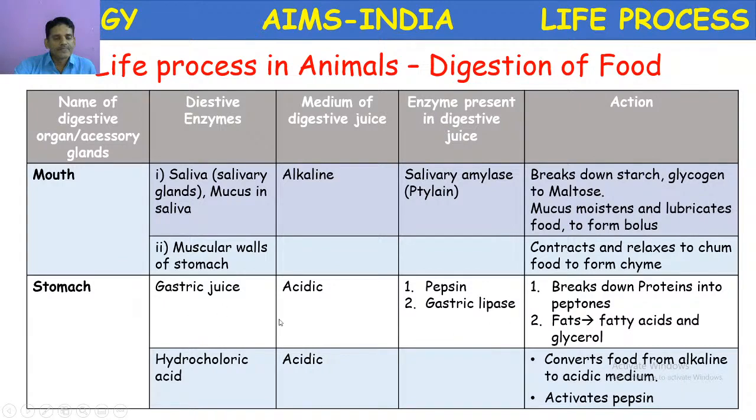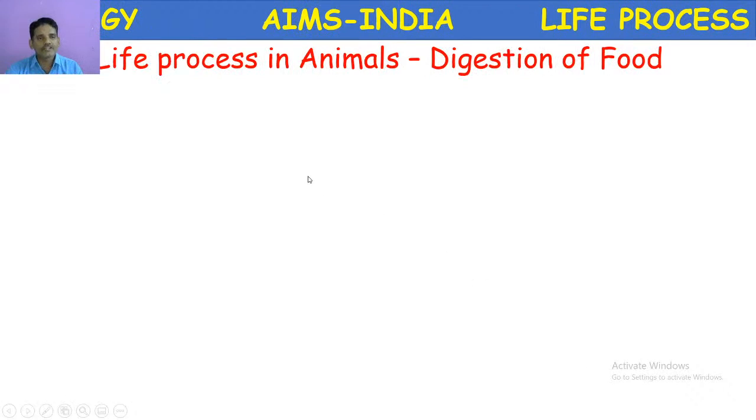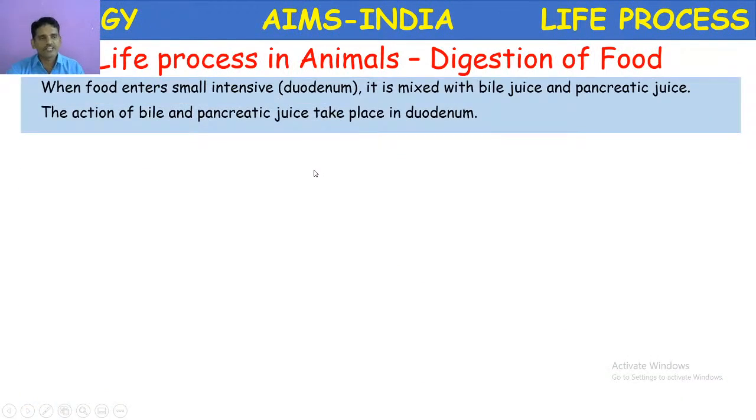So actually, the action of these gastric juice enzymes takes place in the next part, the duodenum. So in the stomach and mouth, partial digestion takes place. The partly digested food in the stomach is called chyme because it is acidic. The chyme enters the next part of the digestive system, and the process of digestion proceeds.